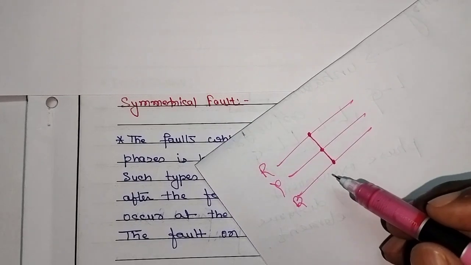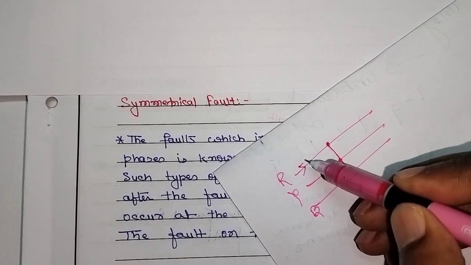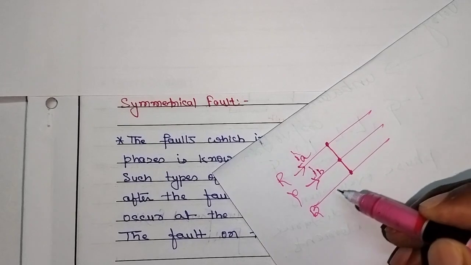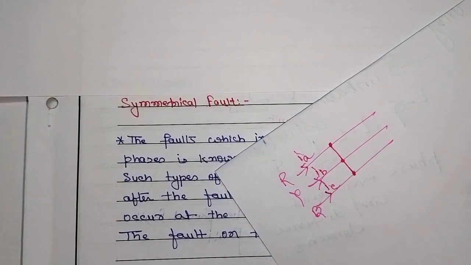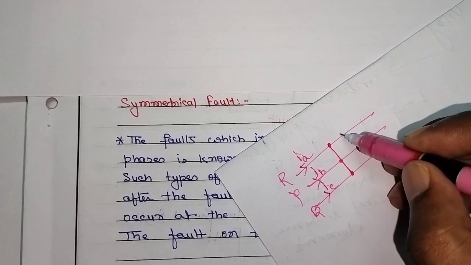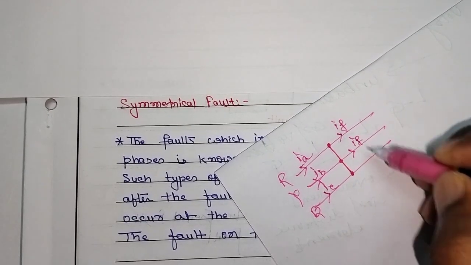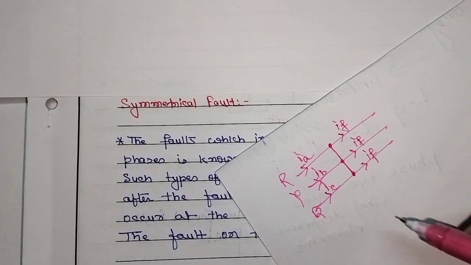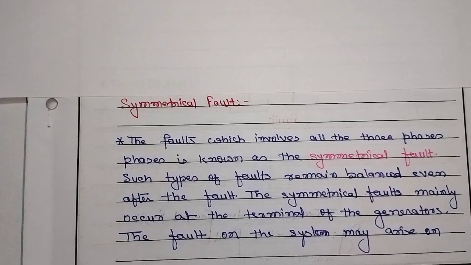Suppose in the pre-fault conditions, before the fault occurs, the current IA is flowing through this one, IB is flowing through this one, and IC is flowing through this one. After the fault occurs, suppose the current IF is flowing and IA will flow. So after the fault also, the same current will flow through the system.